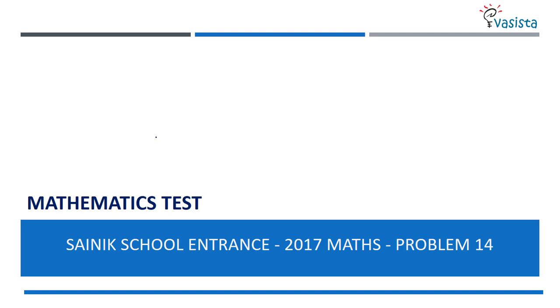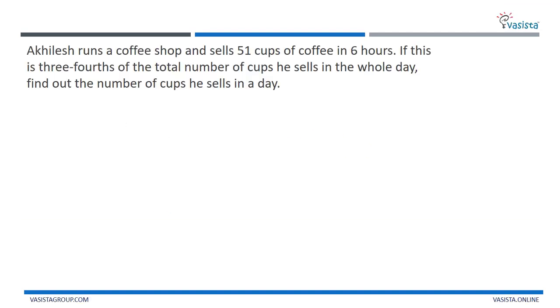Fine, let us start solving problem number 14. Akhilesh runs a coffee shop and sells 51 cups of coffee in 6 hours. If this is 3/4 of the total number of cups he sells in the whole day, find out the number of cups he sells in a day.